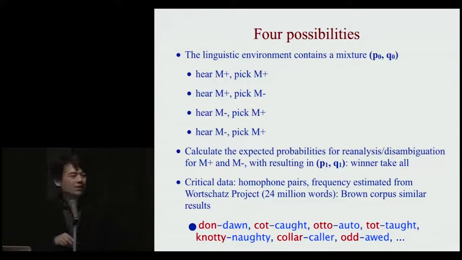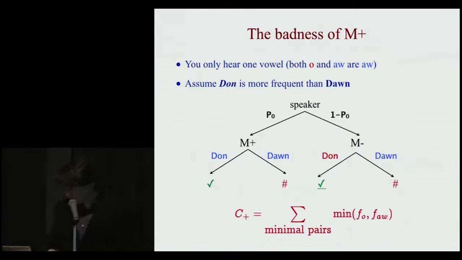Okay, the crucial data here is the homophones that may result from the caught merger, things like these. I won't read them out for you. So we can estimate the frequencies of these words as reliably as we want. I tried several different frequency counts, and they don't seem to matter very much. So here's one scenario.